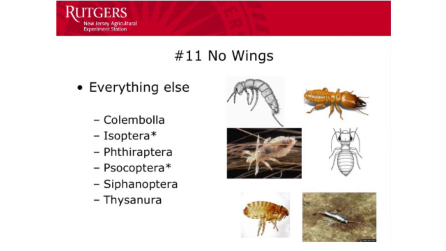This is Psocoptera. That is a book or bark lice. They can be problems in libraries. They like to eat the starch in the pages and in the binding glue, and they can be a problem in old books.